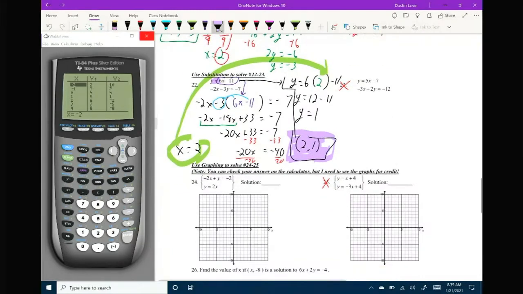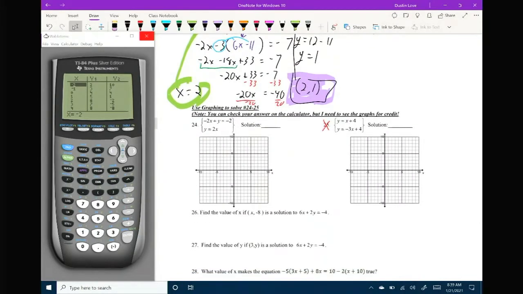Moving on to number 24. I chose 24 as the one to do specifically because there's a little bit more work. It's not directly in y slope intercept form. Honestly, this is probably a better candidate for a substitution problem, but we're going to do this one by graphing just to show you how to do it.